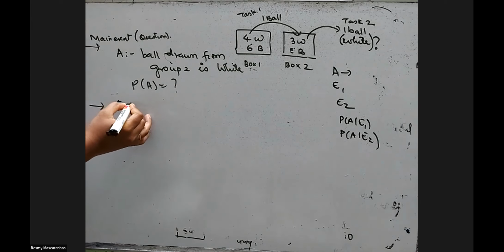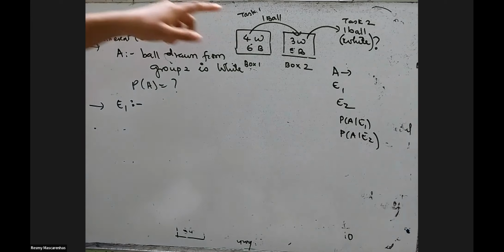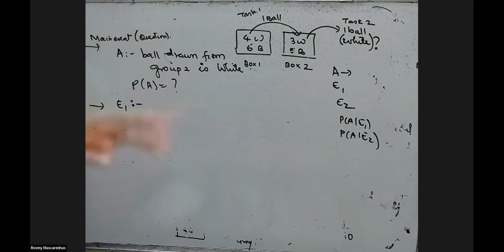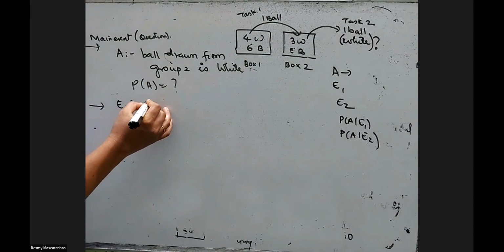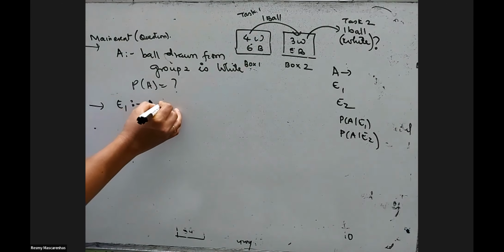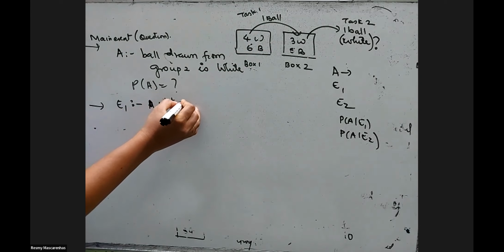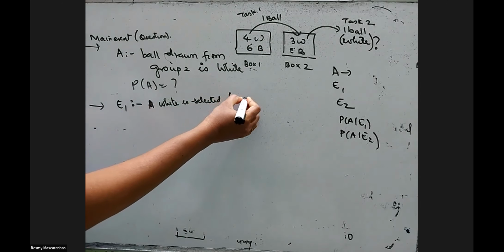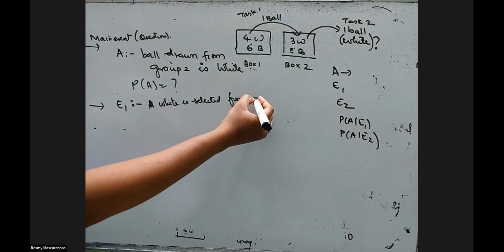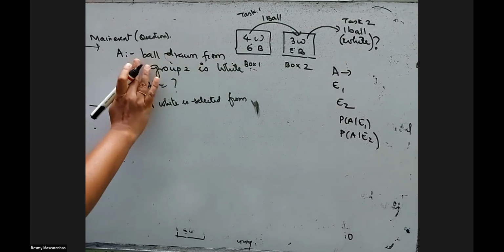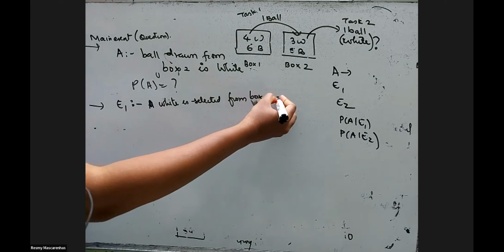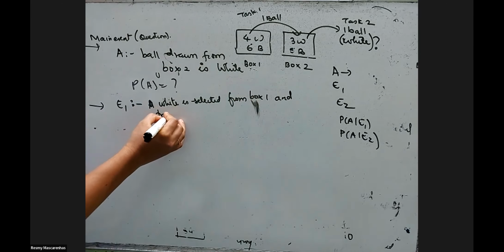Next is E1. E1 is now what? Either this could be white or black, any order you can take. Anyways, we'll go in the same sequence. For E1 we will assume a white ball is selected. Suppose a white ball is selected from box 1 and transferred to box 2.